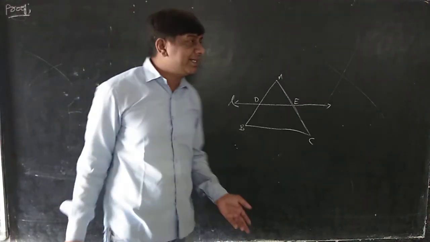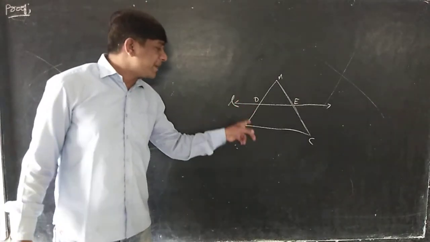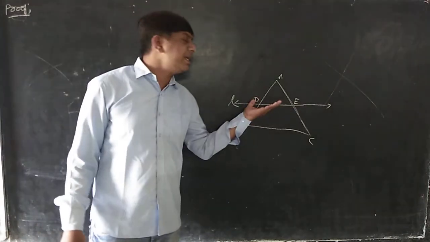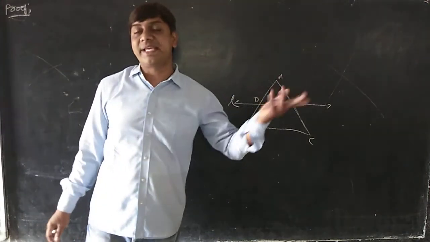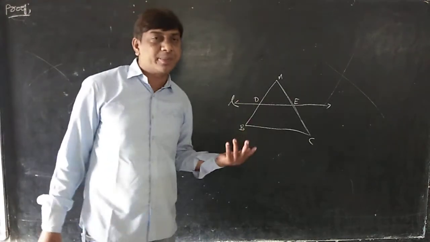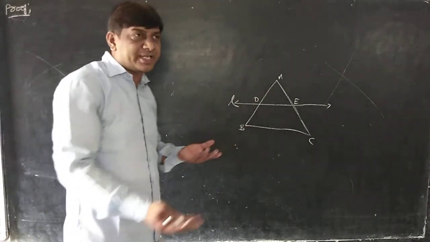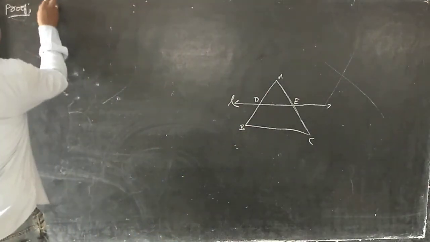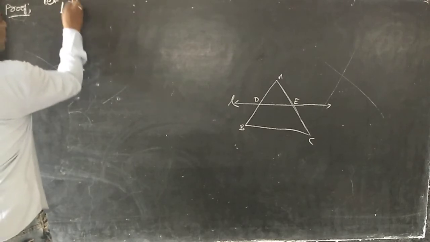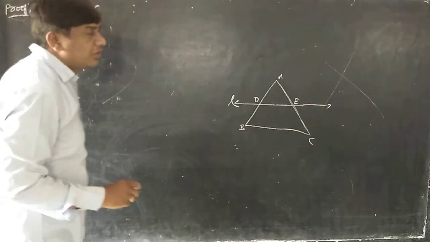Contradiction method means let us assume the opposite of what you require to prove. I require to prove L is parallel to BC. Let us assume that L is not parallel to BC. Before, I don't have any other option, direct process. So let us assume that L is not parallel to BC.